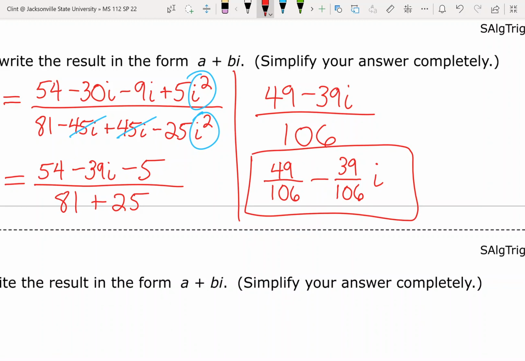I probably won't give you numbers quite that big, so it's easier to tell if it'll simplify or not. If we were to write it as 39i over 106, would that be wrong? Just because of how this is worded, it says put it in a plus bi form. That makes it technically not exactly what it wants, but it's real close. Yeah. It's equivalent. Saying 39i over 106 is equivalent, so is the thing we had before that, 49 minus 39i over 106. It's just not in the exact form that it said on this one. It would be a minor thing for sure.